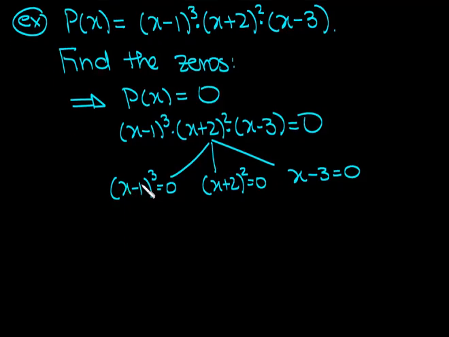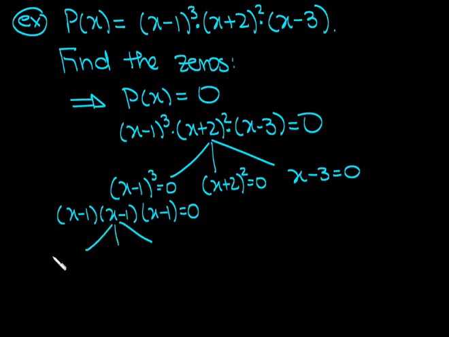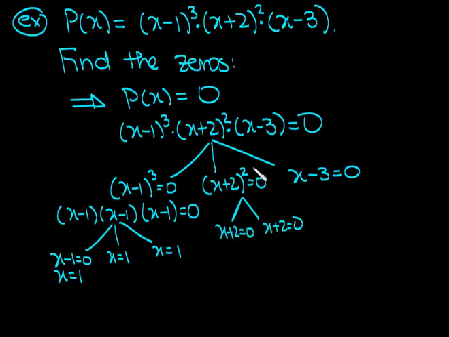Okay. Now (x minus 1) cubed is the same thing as (x minus 1) times (x minus 1) times (x minus 1) is 0, because we have 3 of them, and this base is x minus 1, so you multiply it 3 times. Each one gives you what? x minus 1 is 0, so we get x is 1. So you get x is 1, you get x is 1. Over here we get x plus 2 is 0, and x plus 2 is 0 because of the exponent of 2. So we get x is equal to negative 2, x is equal to negative 2. And out here we get 3.